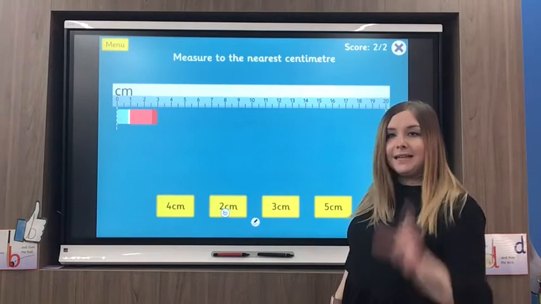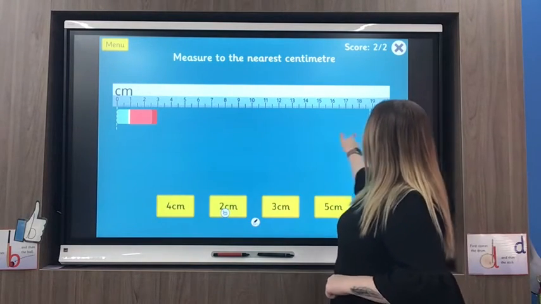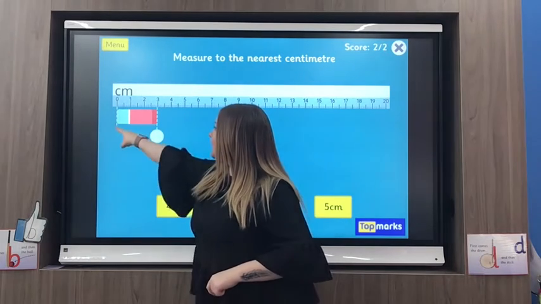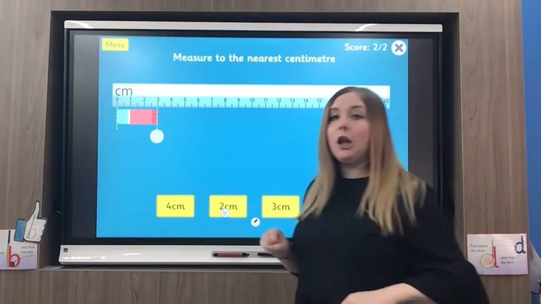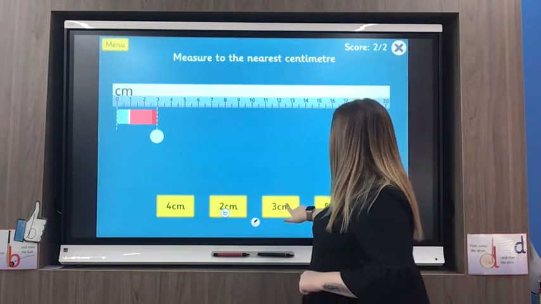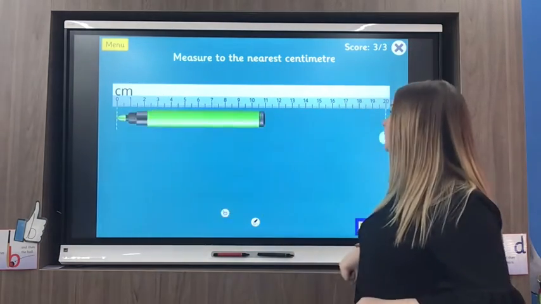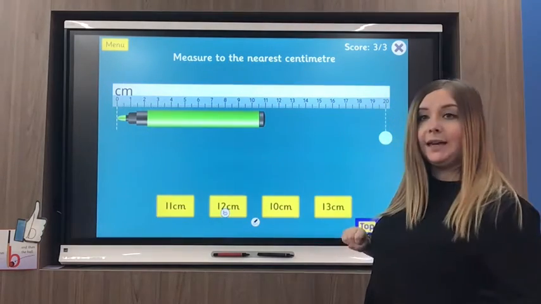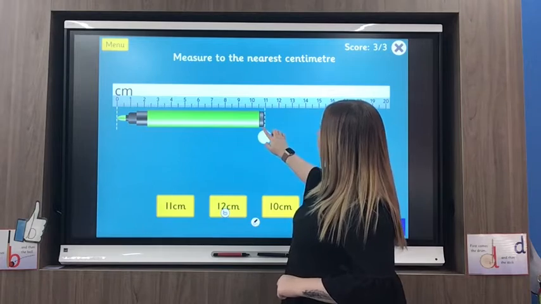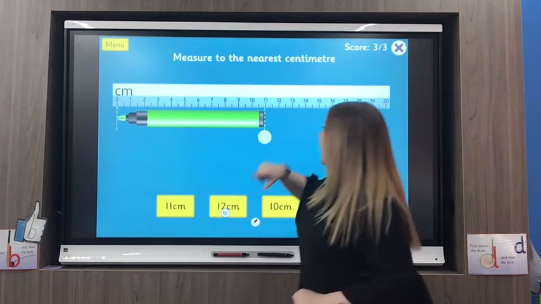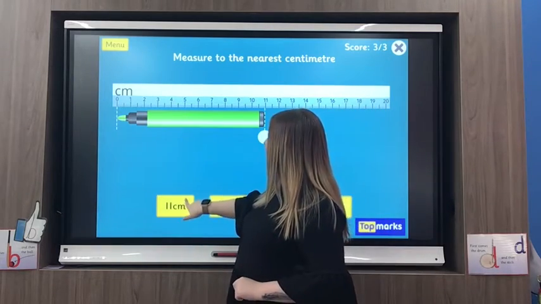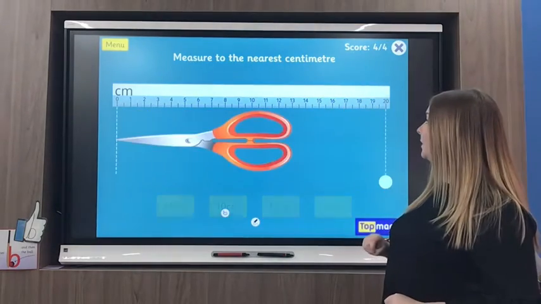Oh, this time it's a little one. We've got a rubber. So let's find where my rubber ends. Check, it starts at 0. It does. So how long is the rubber, Year 4? That's it. So that's 3 centimetres. A green pen this time. Okay, so it starts at 0. It ends at 11, so the pen is 11 centimetres.